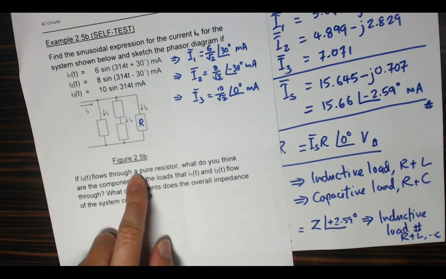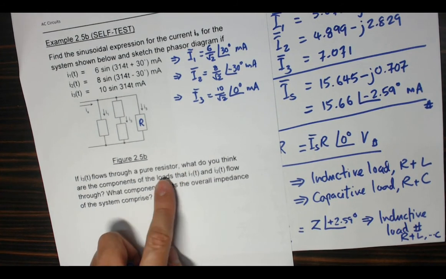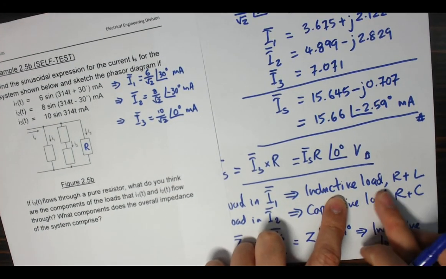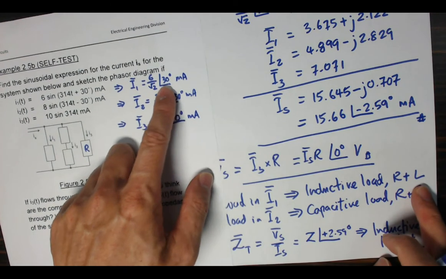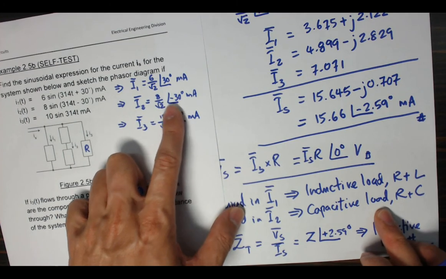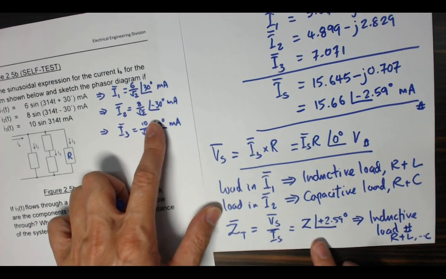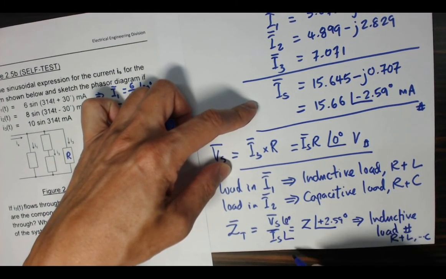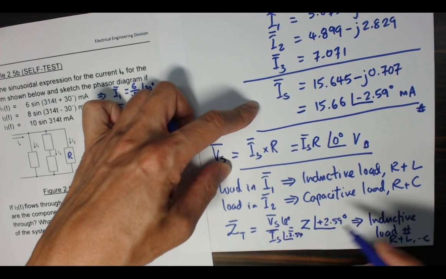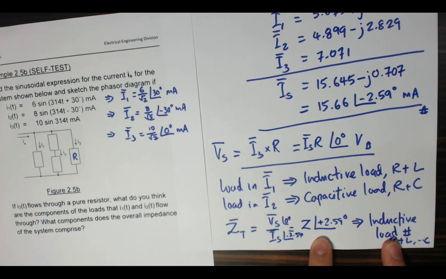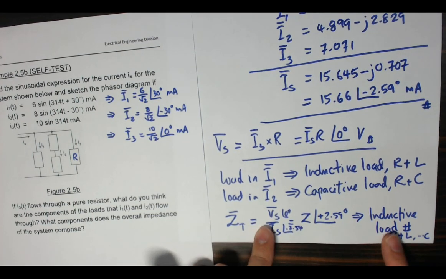If I3 flows through a pure resistor, what do you think are the components of the load that I1 and I2 flow through? So I1 flows through an inductive load because of the plus 30 degrees, whereas I2 flows through a load which is more capacitive in nature because of the minus 30, and the overall impedance ends up positive, because if here is 0 and here is minus 2.59 degrees, it's a positive impedance. So it tells me that this is an inductive load because the voltage leads the current.